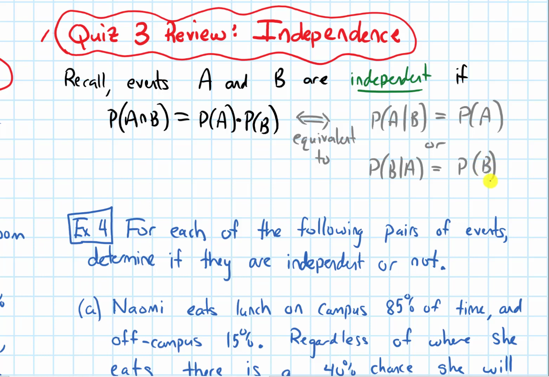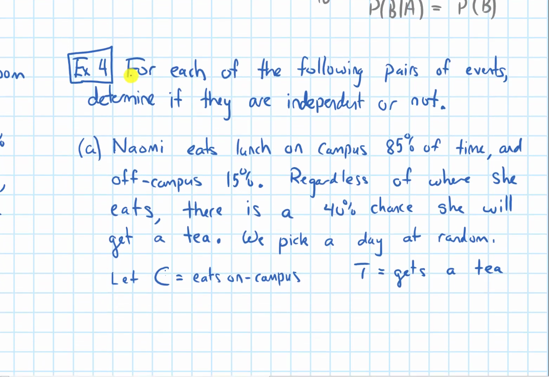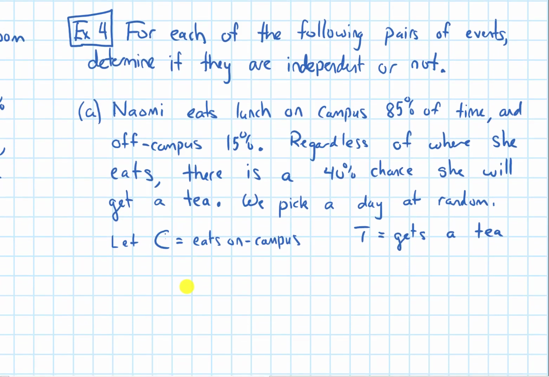Alrighty, so let's do an example. In this example, it says for each of the following pairs of events, determine if they are independent or not. So the scenario in part A says, Naomi eats lunch on campus 85% of the time and off campus 15% of the time. Regardless of where she eats, there is a 40% chance that she will get a T. We pick a day at random. So the example says, let C be the event that she eats on campus and T be the event that she gets a T.